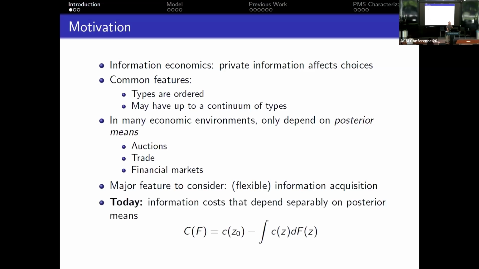So what I'm going to focus on today is a particular class of cost functions for acquiring information, which I will call posterior mean separable, which states that the cost of acquiring a particular distribution of posterior means, given by capital F, is given by a measurable function, little c, where the cost of F is the difference between c of z, c naught, the prior mean, minus the expected value of c of z with respect to the distribution of posterior means.